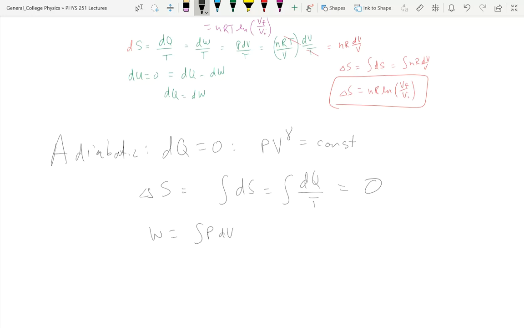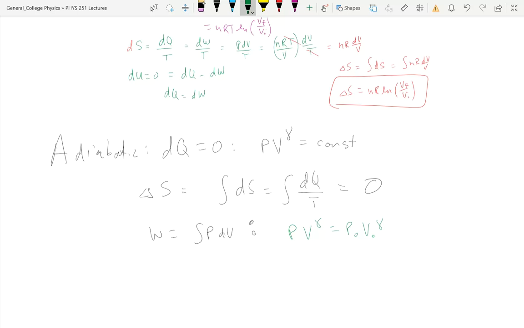P changes and V changes in an adiabatic process. So now I need to once again find P as a function of V. But remember, in an adiabatic process, not only are P and V changing, so is T. So I can't just use the ideal gas law because T is changing as well. But what I can use is that relationship that says PV to the gamma is constant. And so for this case, my PV to the gamma is equal to P initial, V initial to the gamma, right? Since it's constant, that has to be true.